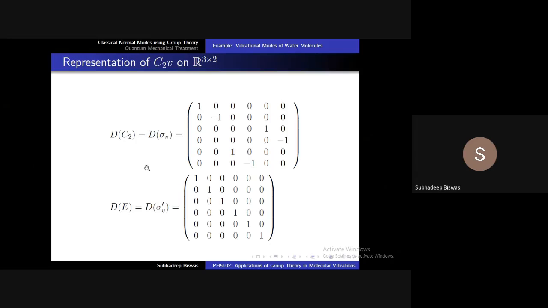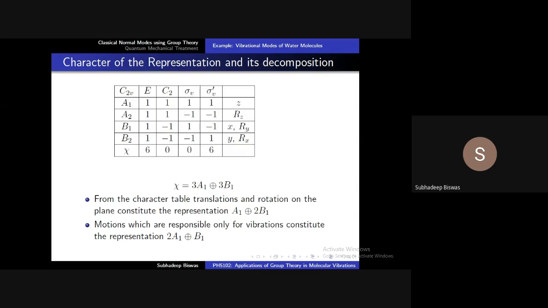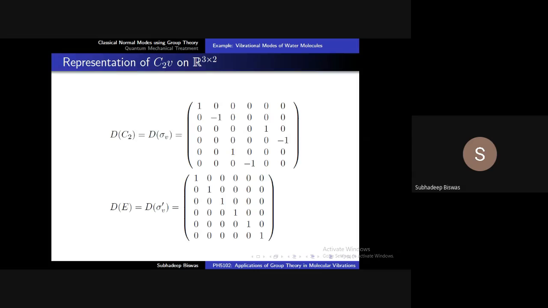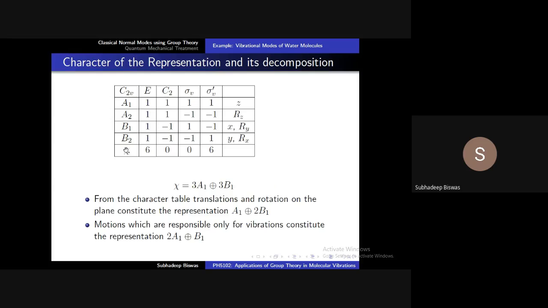Now, usually these representations are reducible. Here also this will be reducible. Our goal will be to construct the irreducible representations, because they will give us a clue for the normal modes. The way we will do it is we will calculate the character of the representation that we have just found, which we will call chi. The characters are like this. Then we will decompose this character as a sum of the irreducible representations. We have decomposed the representation as a sum of these representations, and we are seeing that there are six one-dimensional representations.